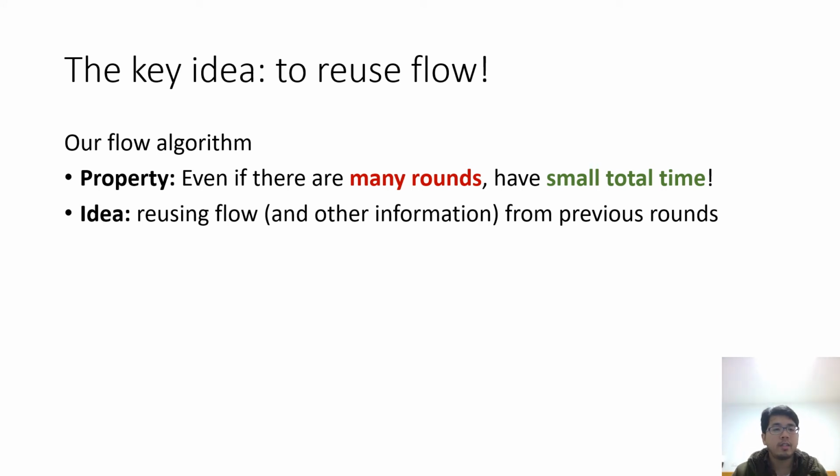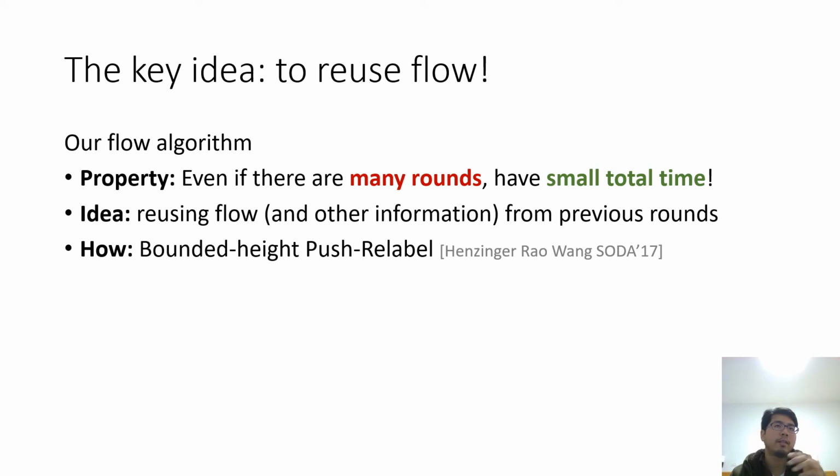And the key idea is to reuse the flow and other information from the previous round that we maintain. So this is kind of a dynamic flow algorithm. We remove some cut, we reuse the flow that we maintain, recompute it again, and then we edit the graph and we continue. Okay, and the algorithm to implement this, I call it a bounded height push-relabel.